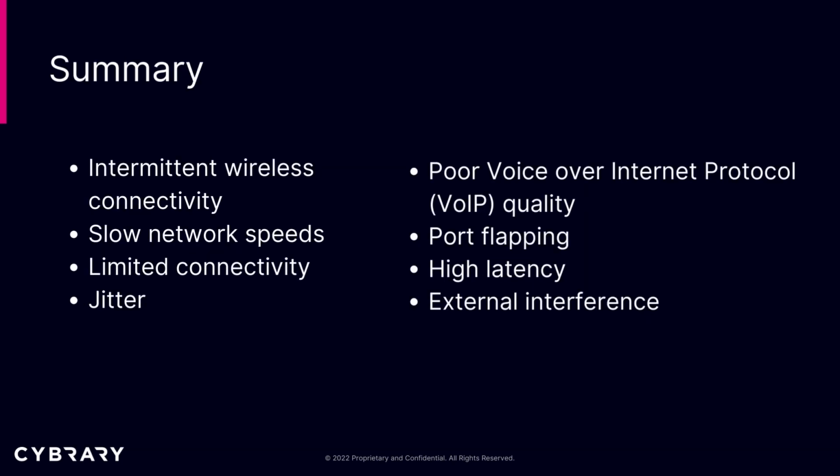So those were the common areas that you would look for when you're troubleshooting wired and wireless networks. We talked about and covered the intermittent wireless connectivity, slow network speeds, limited connectivity. We talked about jitter, poor voice over internet protocol, or VoIP, quality, port flapping, high latency, and external interference.